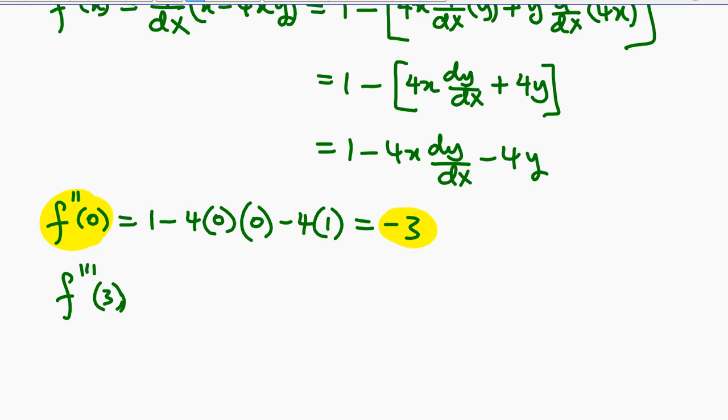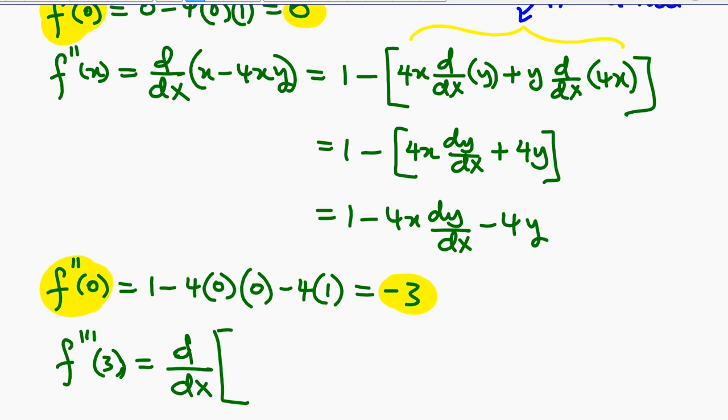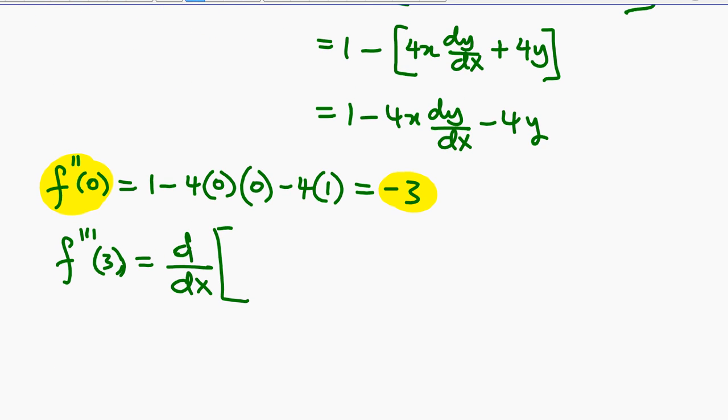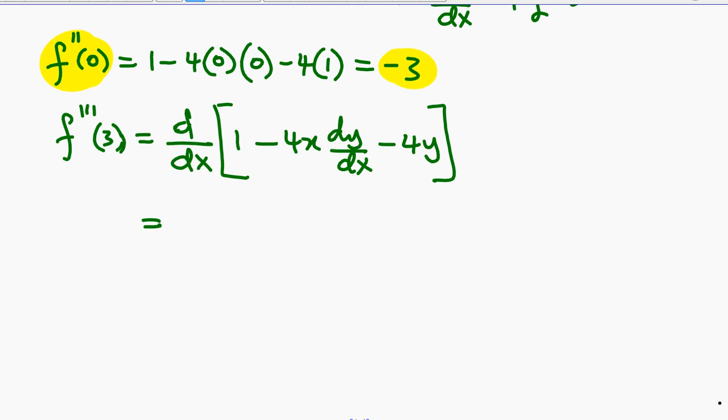So the third derivative will be given by d over dx of the second derivative, which is this one here. So that will be 1 minus 4x dy over dx minus 4y. Okay? So the third derivative will be given by that, and we can go ahead and calculate this.